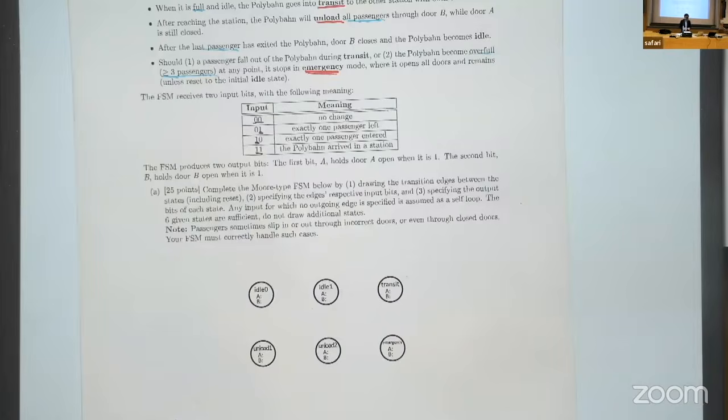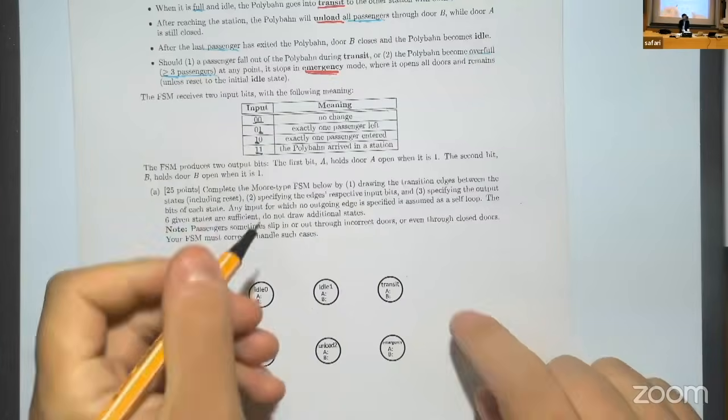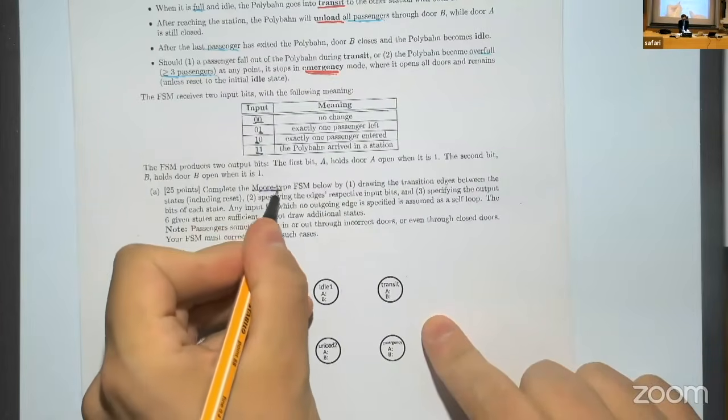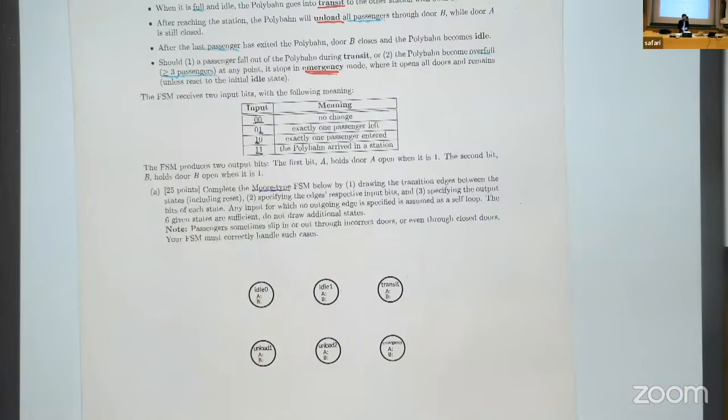Okay, so let's draw the FSM. You're asked in subquestion A to draw a Moore type FSM. So again, it's one of the places where you should be extra careful in reading. Check if it's Moore type or Mealy type. So Moore type FSM means there are some hints in that exercise, I guess in case you forgot, but the outputs are basically given at the states, right? Not at the edges.